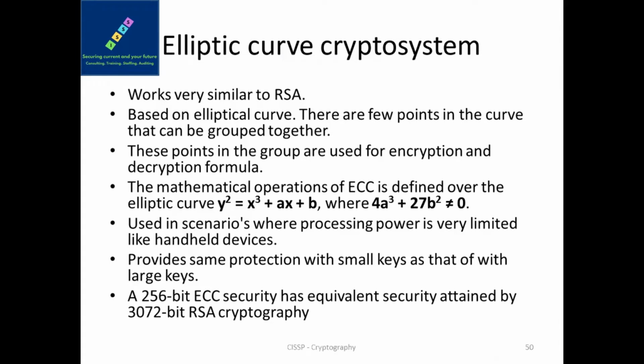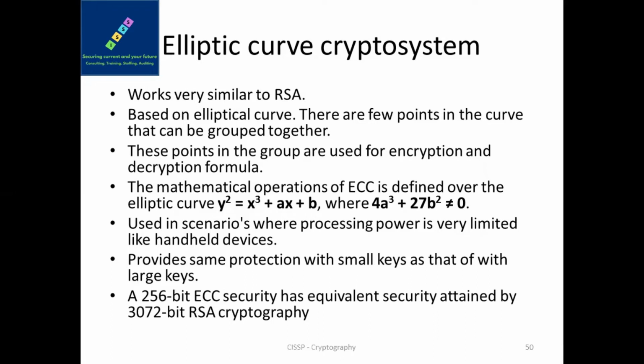Now, there is an equation, y squared is equal to x cubed plus ax plus b, that needs to be met, where 4a cubed plus 27b squared is not equal to 0. You don't have to remember these equations for your CISSP examination, and you also need not go so deep into understanding how this ECC works. We are actually not doing an MSc in information security, or MSc cryptography as a subject.